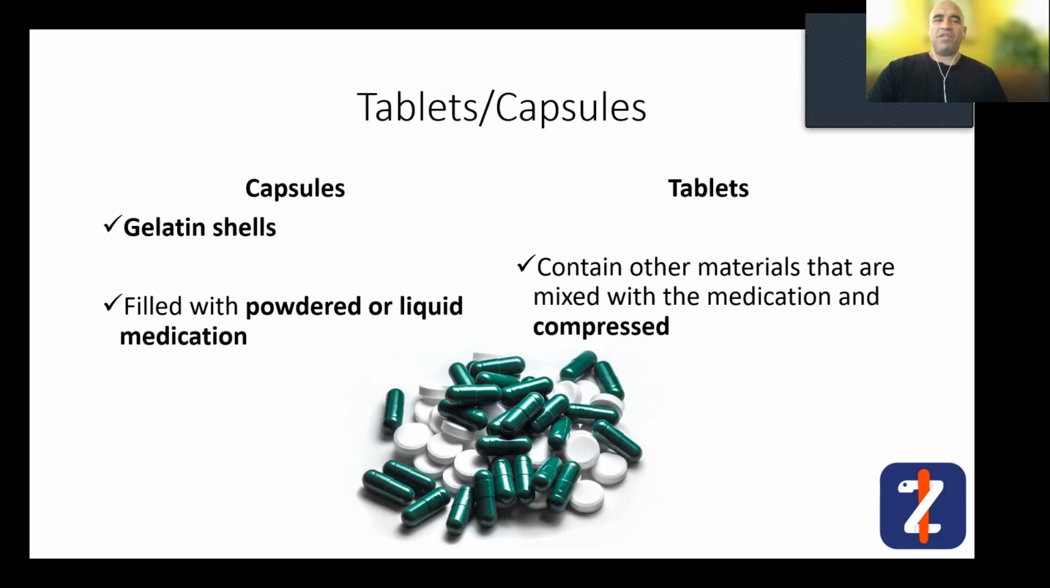So a capsule is a gelatin shell. Okay, it's a gelatin shell. It's full of either powder or liquid medication, and that gets dissolved as it goes into your digestive tract. Then you have the tablet. The tablet is pretty much material that is mixed in with medication and kind of compressed into that, not capsule, but that tablet. So that's one type. In the picture down there, the one with the green is the capsule, and the one that's white is the tablet.